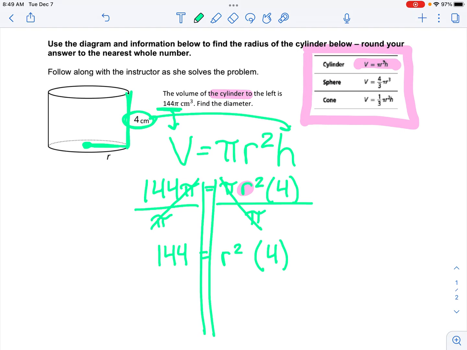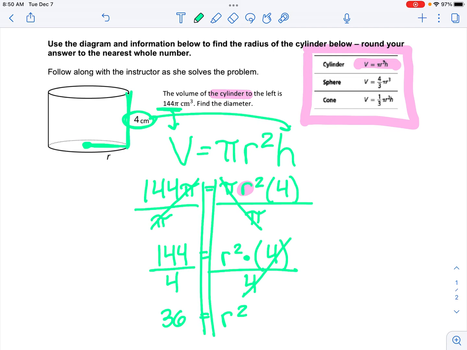So the next thing that I'm going to do, this side of my equation says r squared times 4. So just like I did in my other equation solving, I'm going to divide both sides by 4. This is all being multiplied, so I'm just going to keep dividing. So I'm going to get my calculator out, and I'm going to do 144 divided by 4, and I'm going to get an answer of 36. So I have 36 equals r squared.